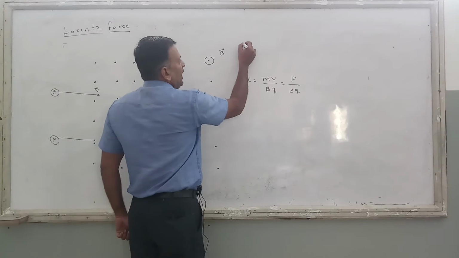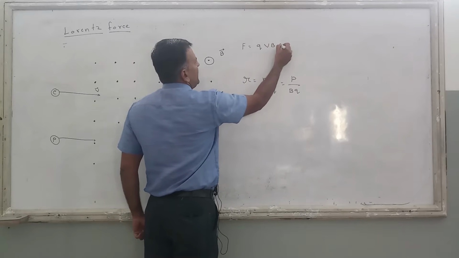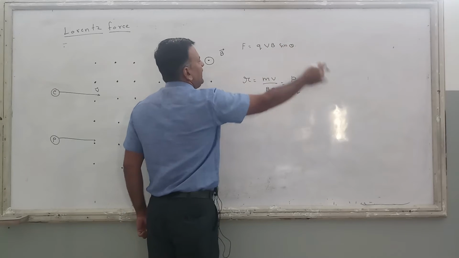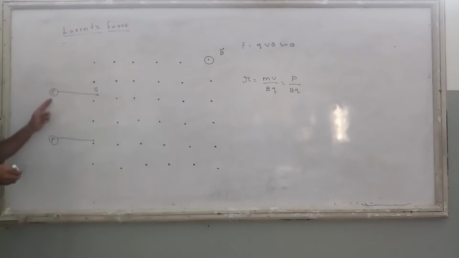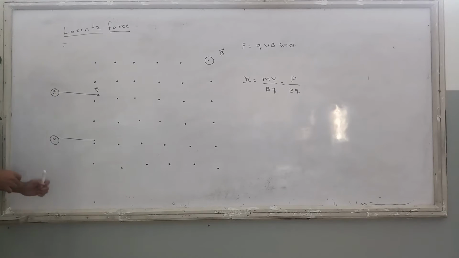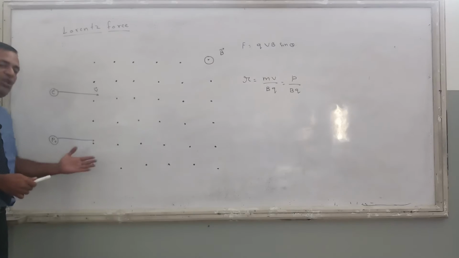So, Lorentz force F is equal to Q V B sine theta. How to find the direction of force on this electron and this proton? First we go for proton. The charge of proton is positive. So, which rule is to be used? We use Fleming's left hand rule to find the direction of force.